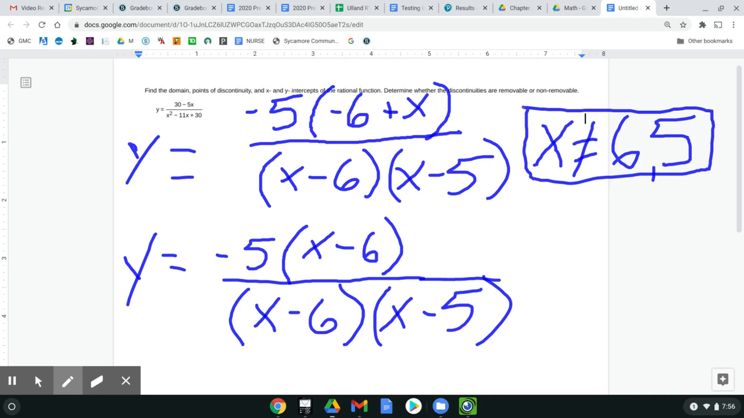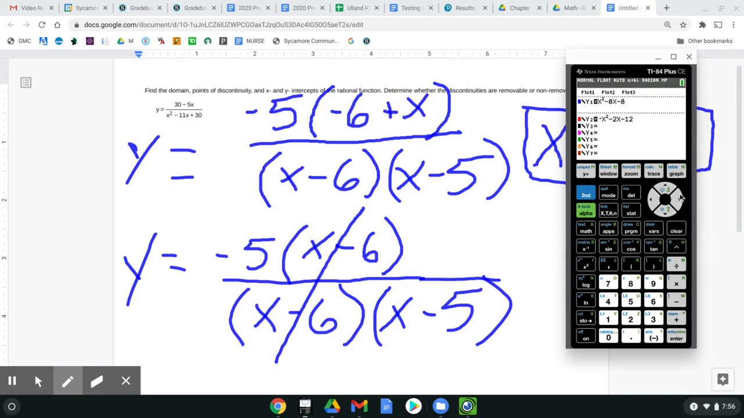that out. Now, the points of discontinuities. This graph is going to have discontinuities at 6 and 5. But the x equals 6, that is a removable discontinuity because we can cancel it out. What that's saying, check this out.